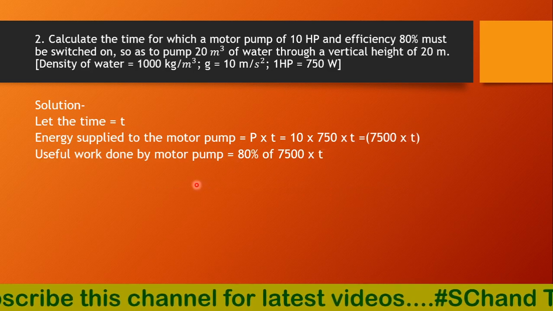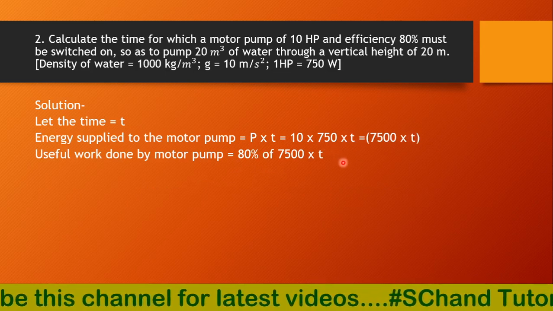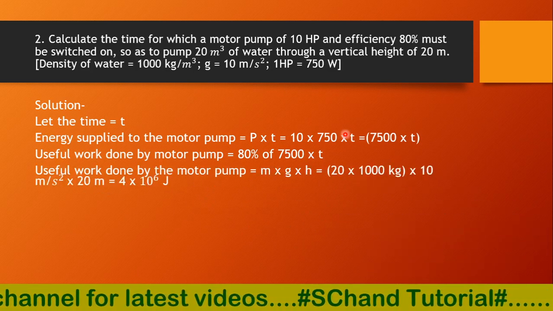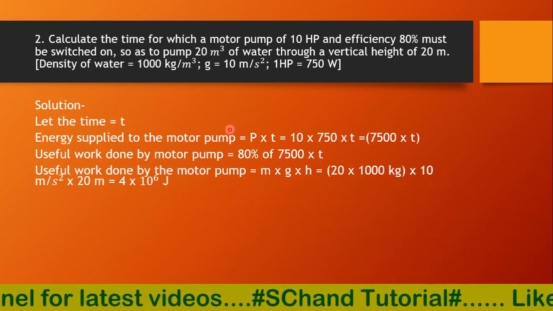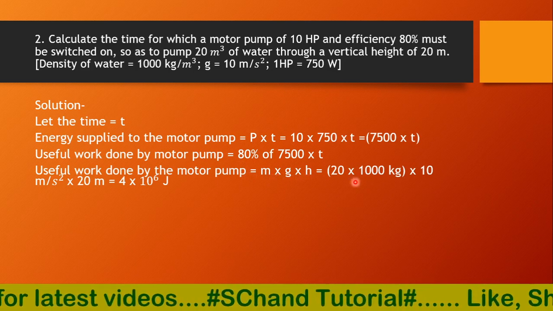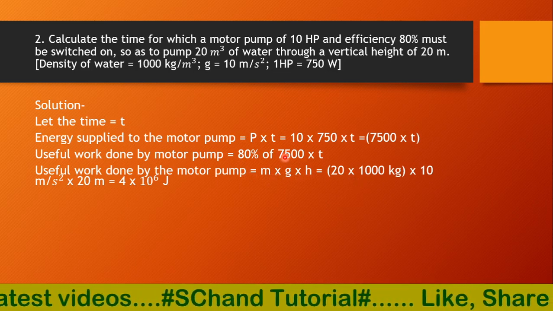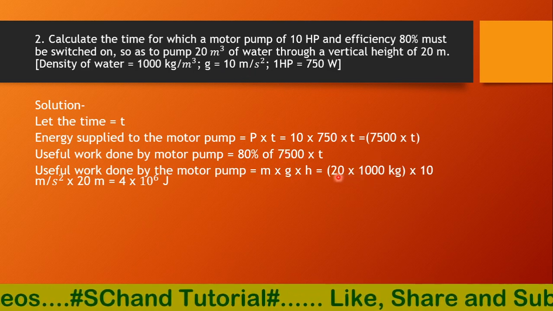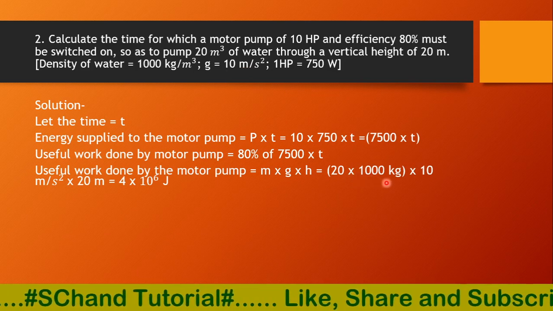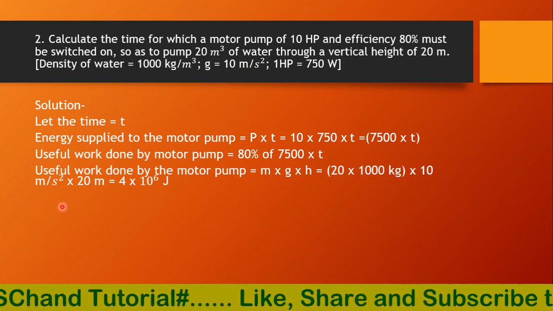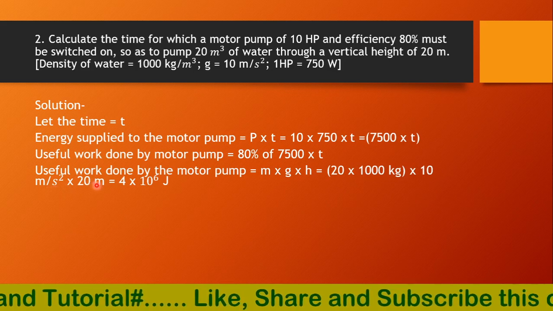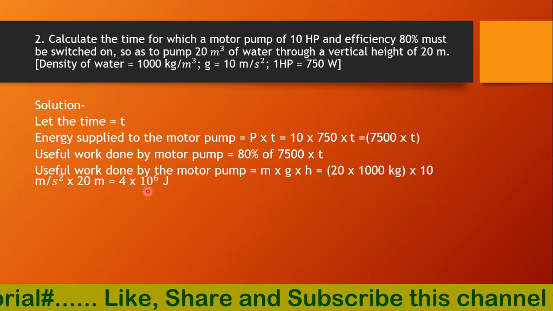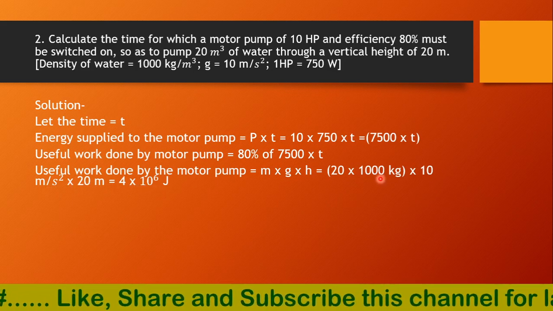So useful work done in this case is 80% of 7500 into T. And the useful work is done to lift the water up, that is equal to mgh. So m is 20 meter cube of water, that is 20 into 10 power 3, or 20 into 1000 kilogram, into 10, since g is 10 meter per second square, and h is 20. So 4 into 10 power 6 joule is the answer by solving this.